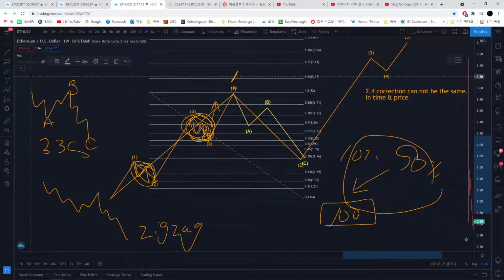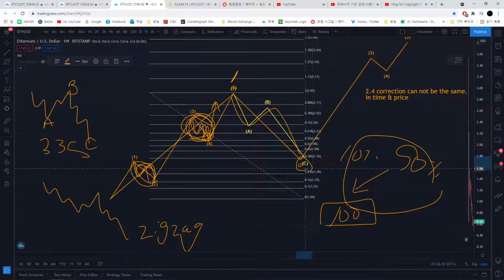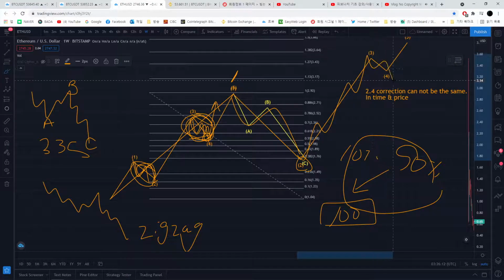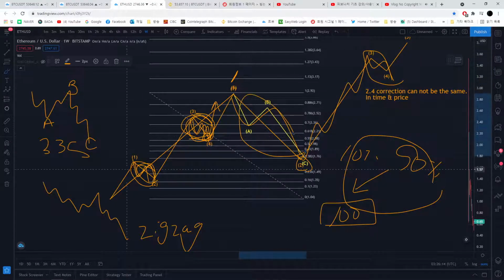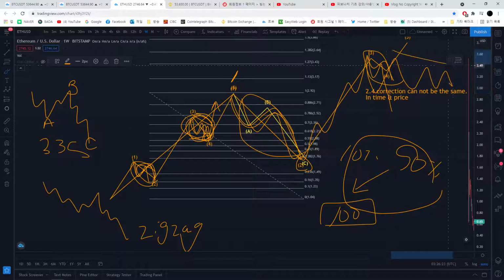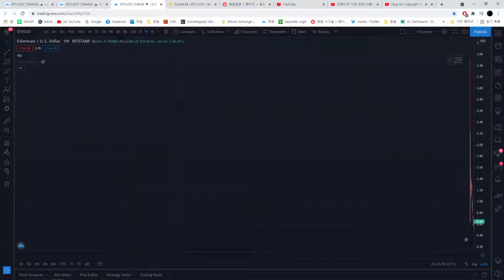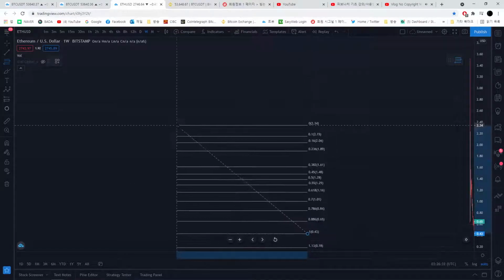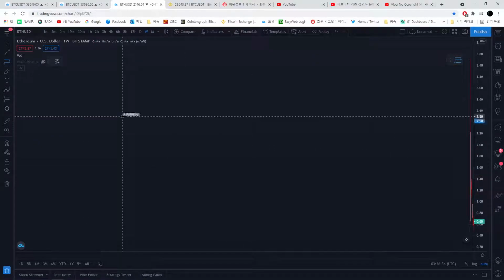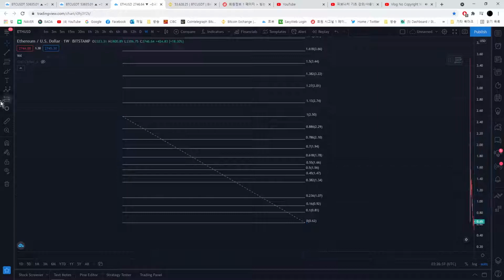So same thing here. After we have correction here, this is second correction, right? We'll have impulse upward, another correction. So these two cannot be the same. So if this was a long ABC, that means this will be short price. Okay, if this was a short price, then that means it will be long correction, and so on.